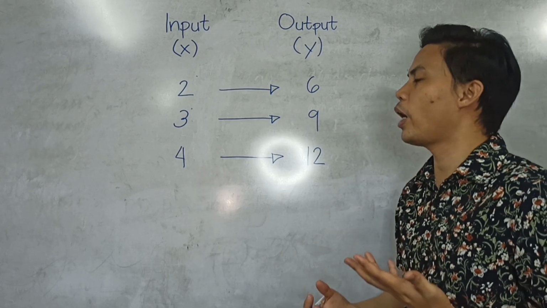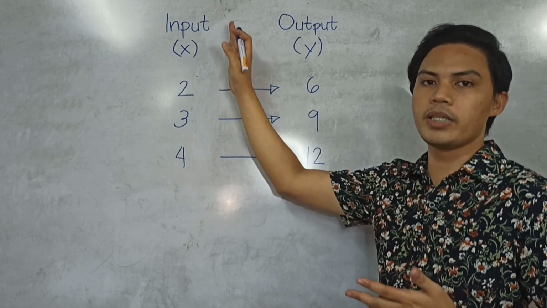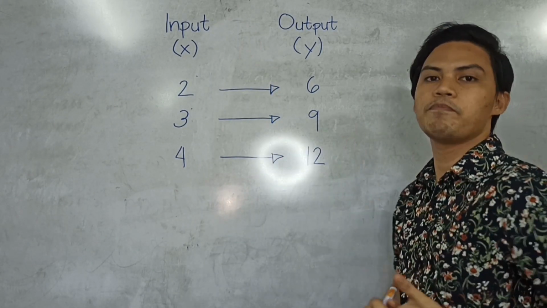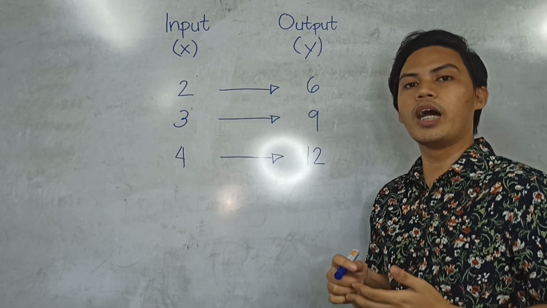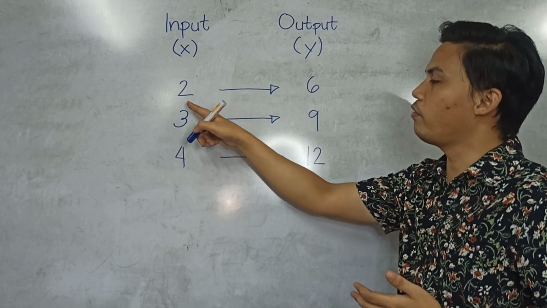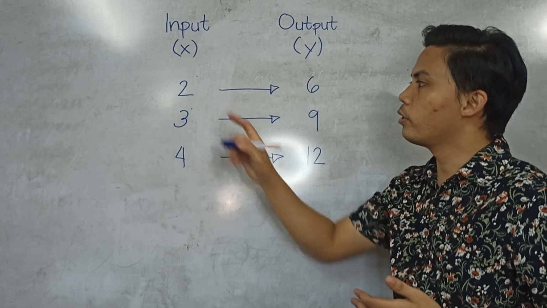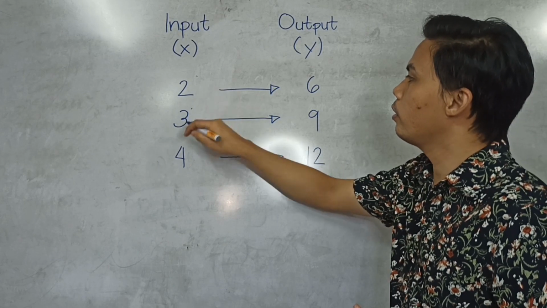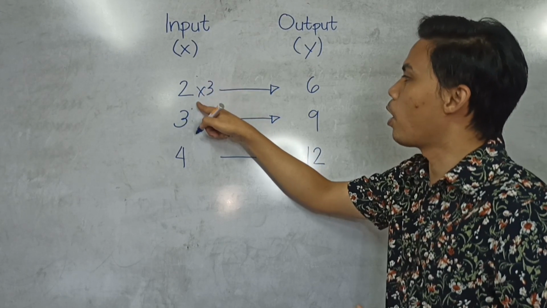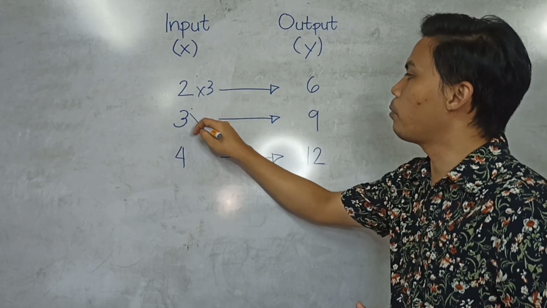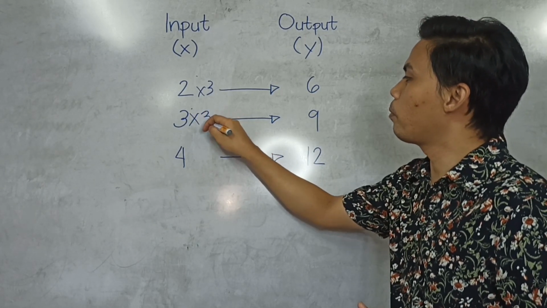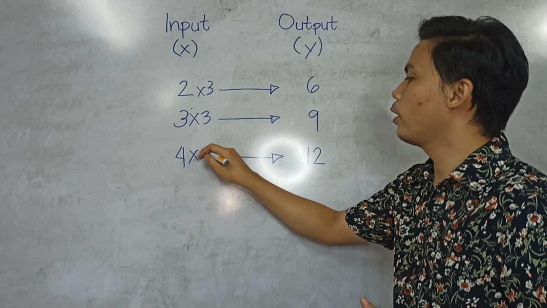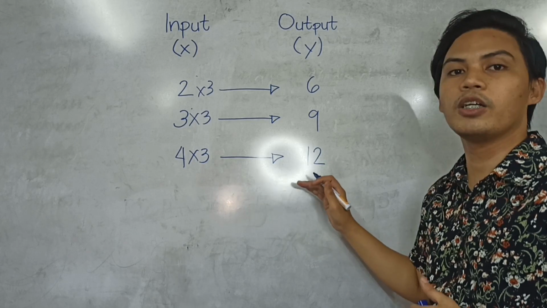Ano sa tingin niyo kaya yung rule na kailangan natin i-apply sa ating mga input para makuha ang kanilang corresponding na output? Okay? So kung sa tingin ninyo kailangan natin i-multiply sa 3 ang bawat input, kayo ay tama. So ang 2, pag i-multiply natin ng 3 or 2 times 3, makukuha natin ng 6. Ang 3 times 3, makukuha natin ang 9. Ang 4 times 3, makukuha natin ang 12.